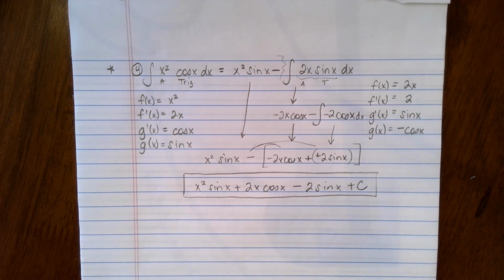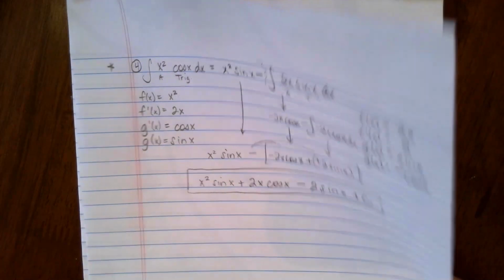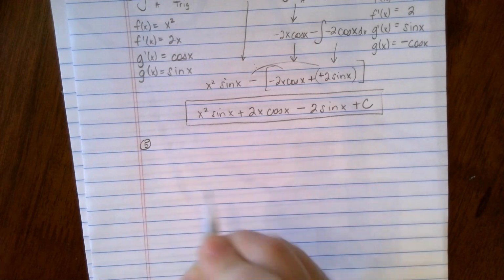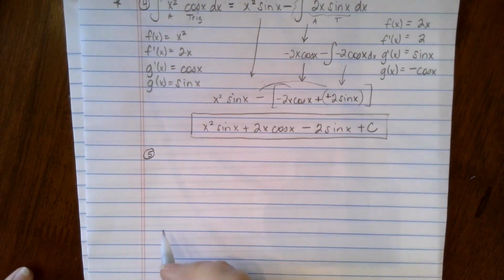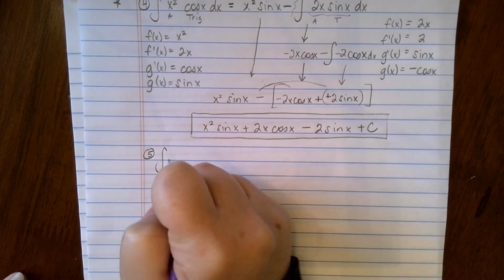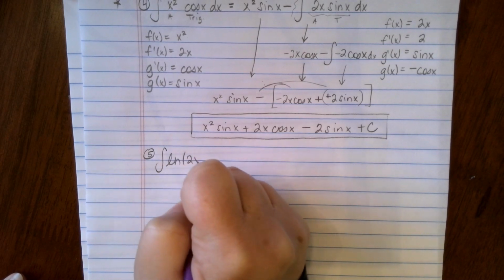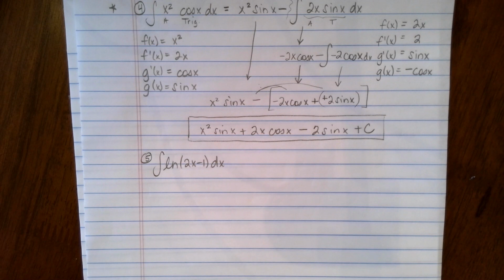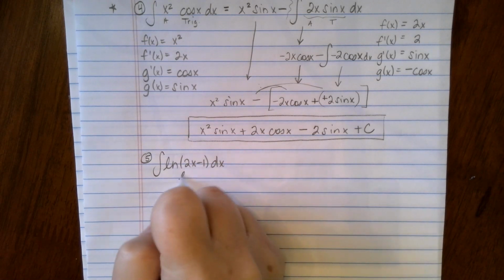All right, moving on to number 5. Number 5, we have the integration of ln of 2x minus 1 dx. This one's a little different as well, but all of it starts off just the same. So we only have L for LIATE.